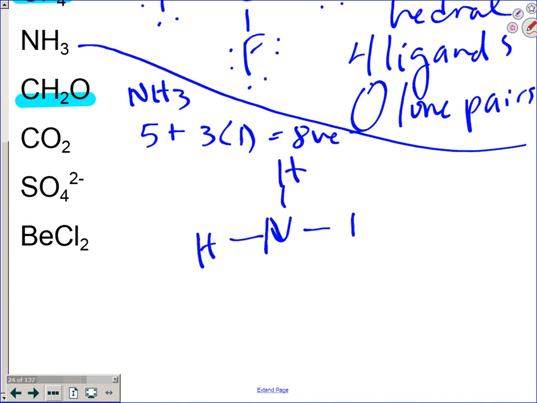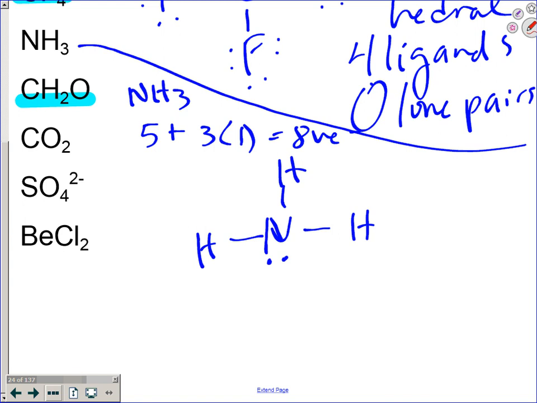Hydrogen, hydrogen, hydrogen. Who's happy? Because it already has its duet, right? So hydrogens are good. Who still needs an octet? Nitrogen, so I put a lone pair here. And how many electrons should I have on my structure? 8: 2, 4, 6, 8. We're good here? You guys good? What's up?